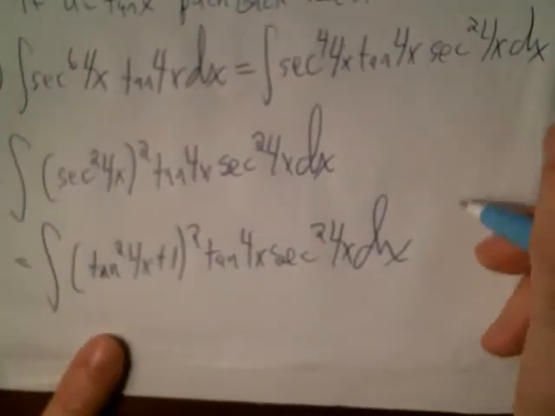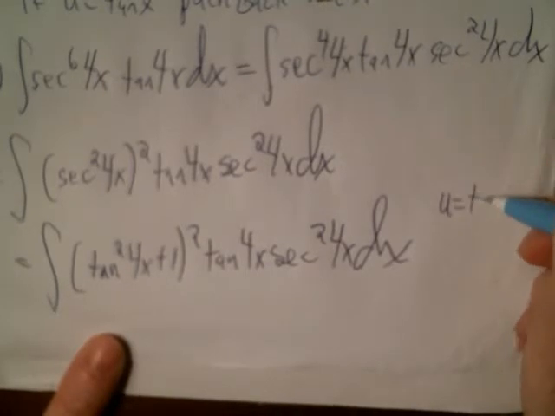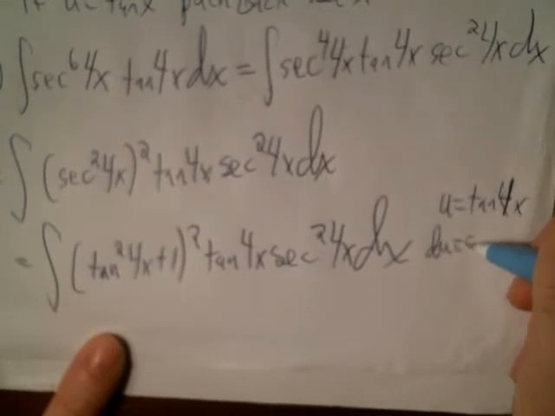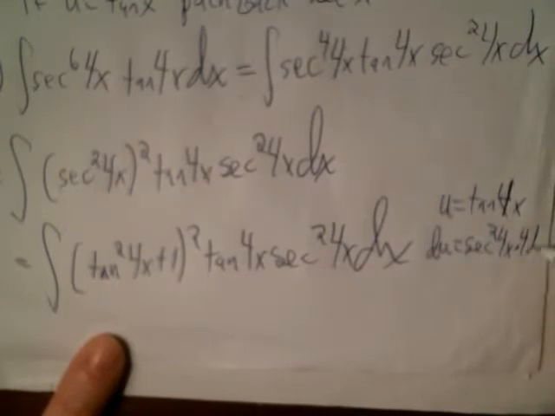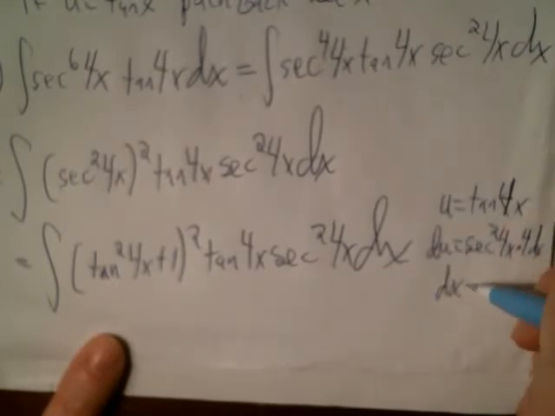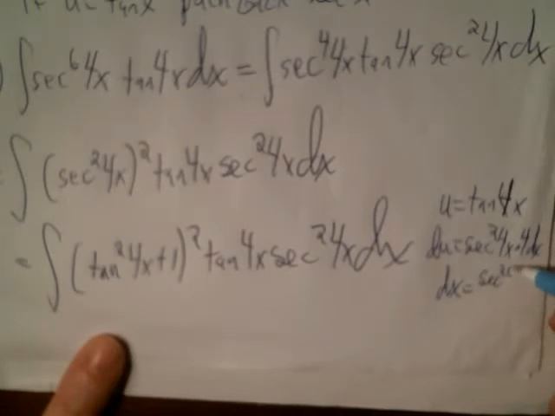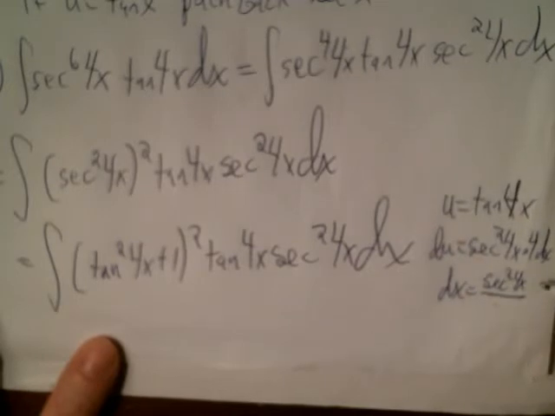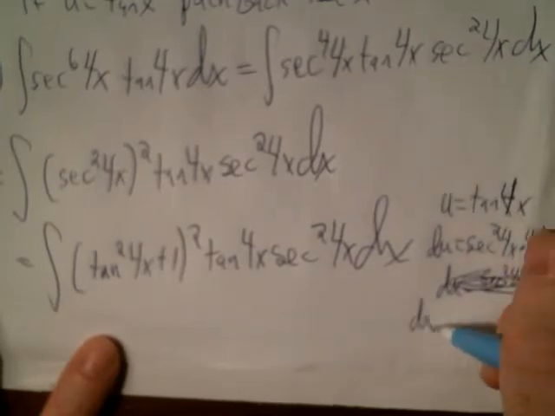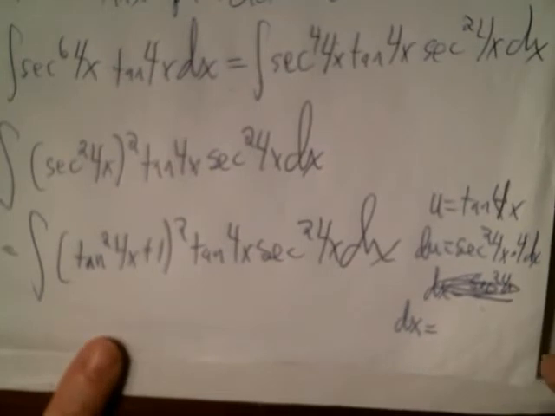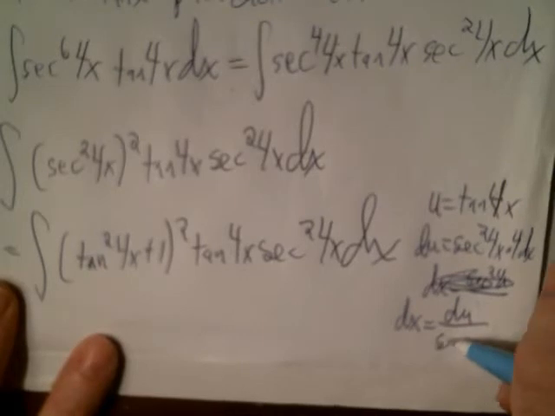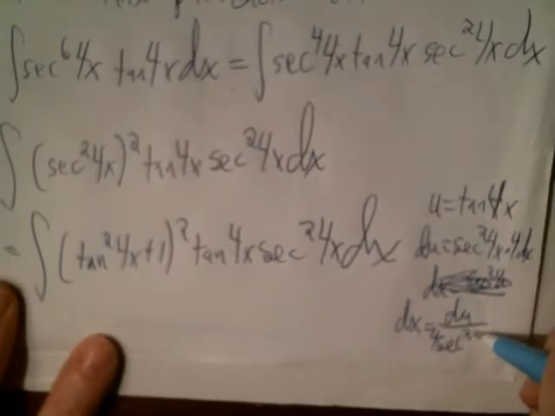with our differential. So if we let u equal tangent of 4x, du will be secant squared of 4x times 4 dx. You've got to do a chain rule. So dx will be du all over 4 secant squared of 4x.